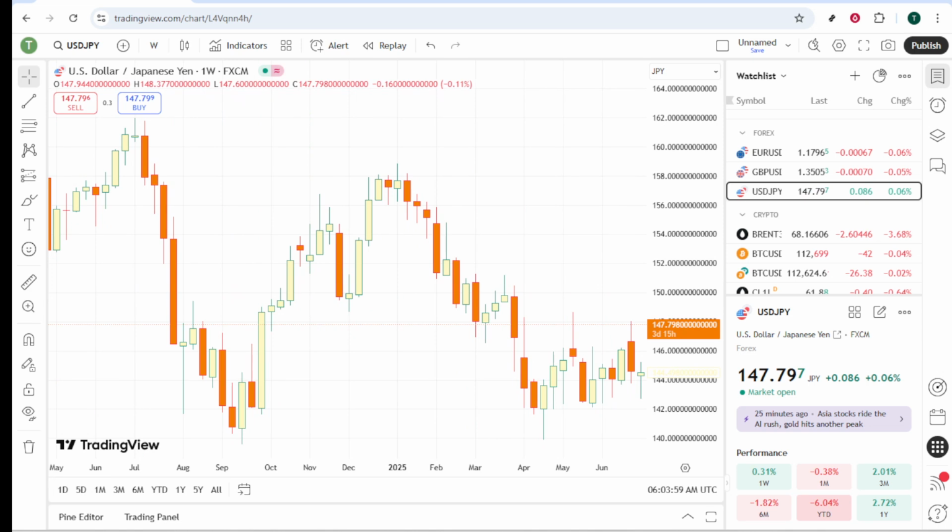We've covered a lot today, and I hope this guide empowers you to navigate TradingView with confidence, enhancing your trading experiences and decision-making processes.